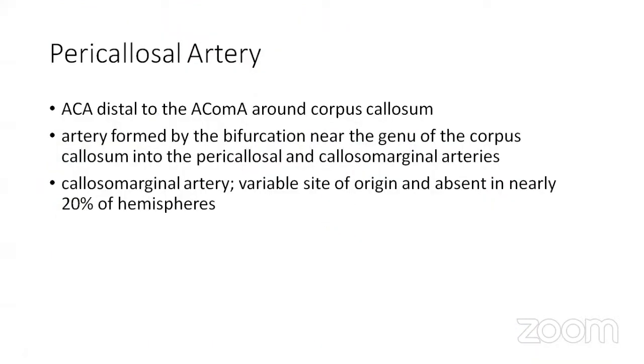Pericallosal arteries: the anterior cerebral distal to the anterior communicating artery around the corpus callosum. There are basically two definitions. The first is the anterior cerebral artery distal to the ACOM around the corpus callosum, which is one of the main definitions. The other is the artery formed by the bifurcation near the genu of the corpus callosum into the pericallosal and callosomarginal arteries. But the callosomarginal artery varies in its site of origin and is nearly absent in 20% of the hemispheres.